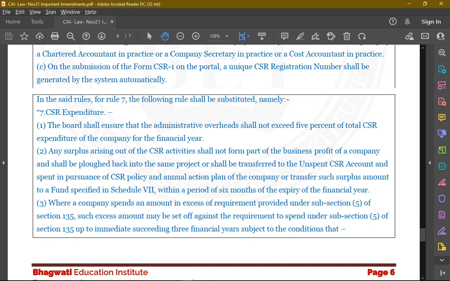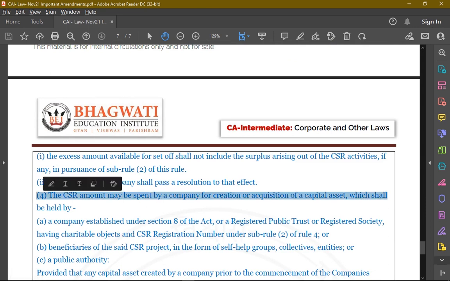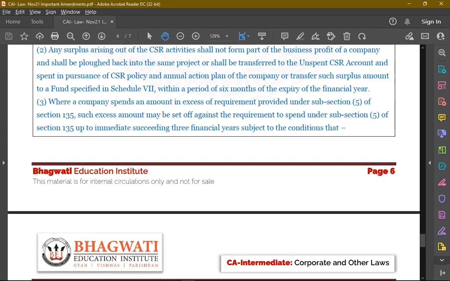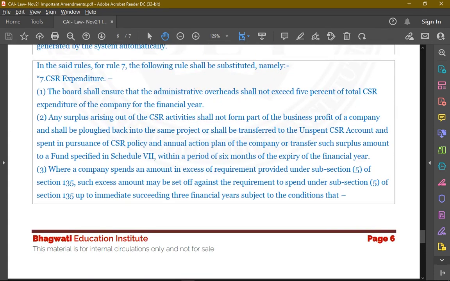Okay, the next 2 amendments of CSR: the first is about CSR expenditure, that is rule number 7, and another is subrule number 4. Now what are these 2 rules saying? Over here it is talking about expenditure. It says that whatever administrative overhead we are spending should not exceed 5%. So if we are spending any expenses to maintain the CSR activities, it is allowed. That means whatever money you have allocated for CSR, expenses will be paid only out of that, but it should not exceed more than 5%.